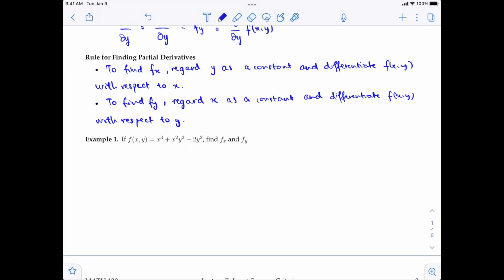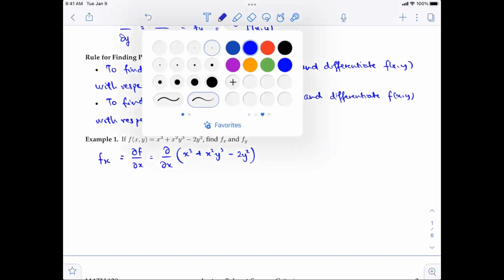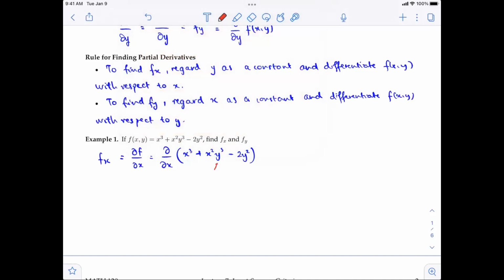So what we can write is f sub x, or another notation is partial f partial x. And the function f is x cubed plus x squared times y cubed minus 2 times y squared. So you take the partial derivative of the function with respect to x. That means you consider y as a constant. So in this case, y cubed is a constant. This term is constant.